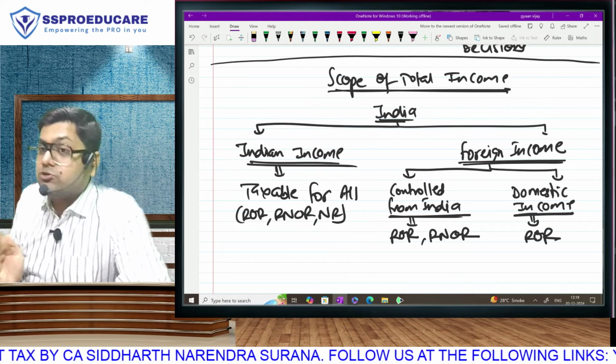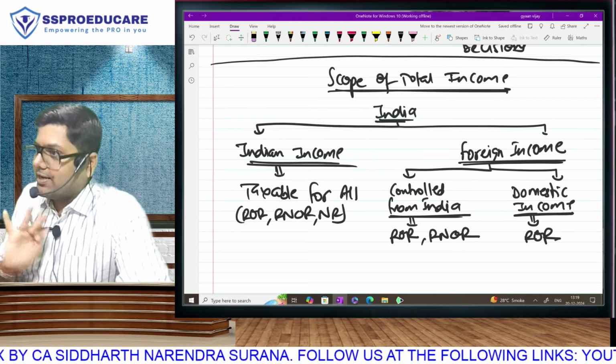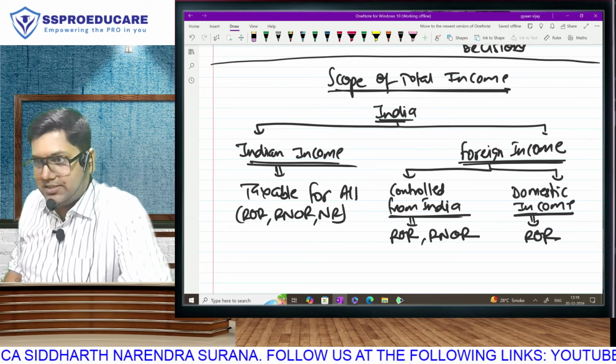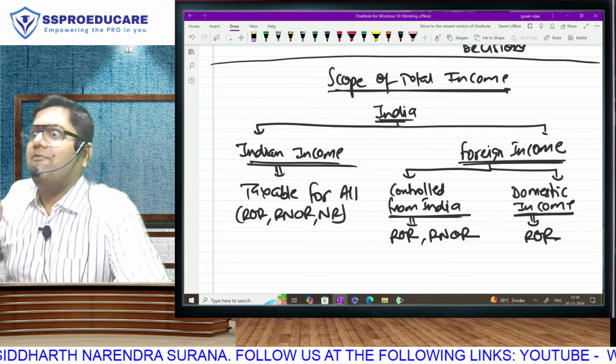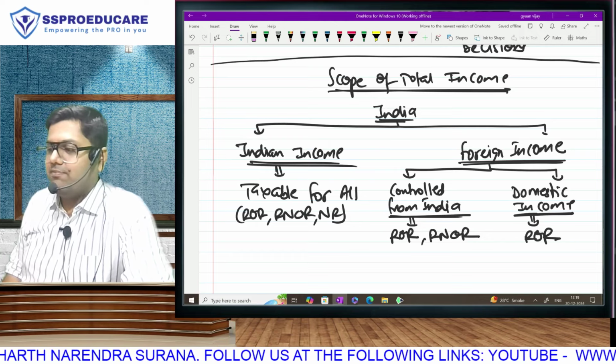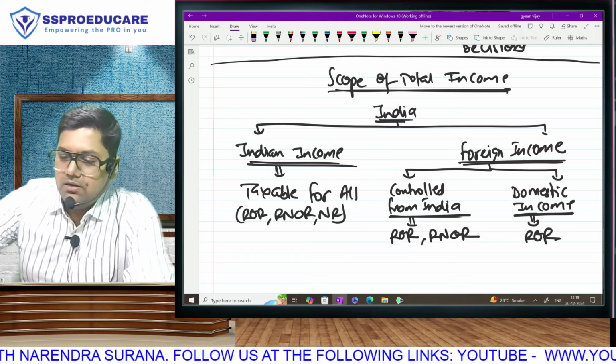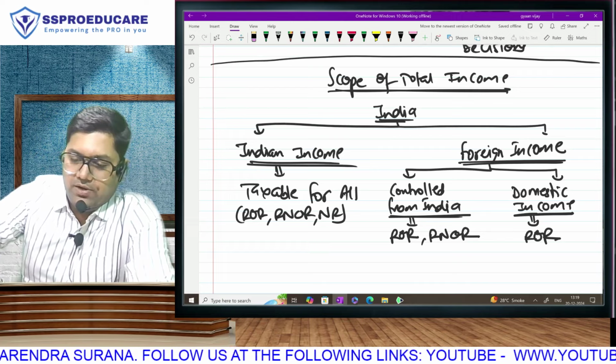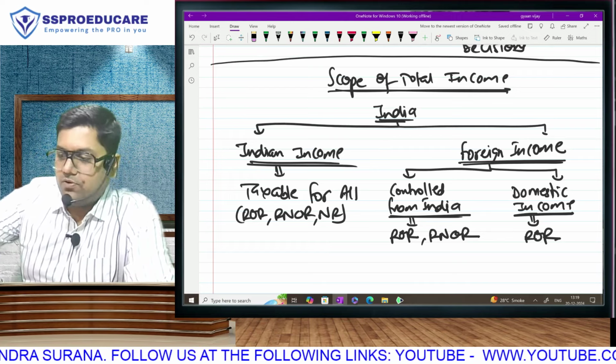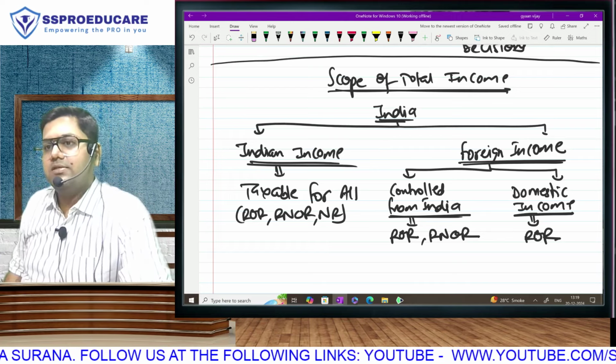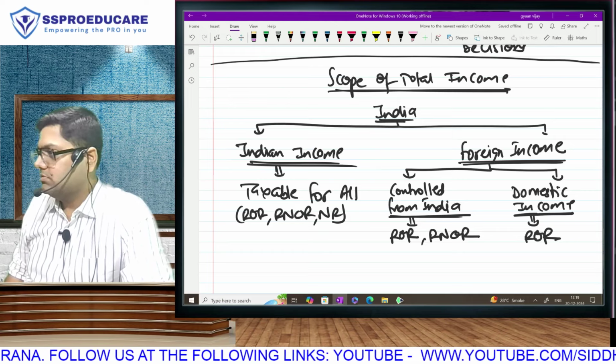RNOR is that confusing area. Indian income will be taxable because that is taxable for non-resident also. But foreign income mein everything will not be taxable. Foreign income will be taxable only to the extent it is being controlled from India. Only to the extent it is being controlled from India. Is that understood? Everyone?